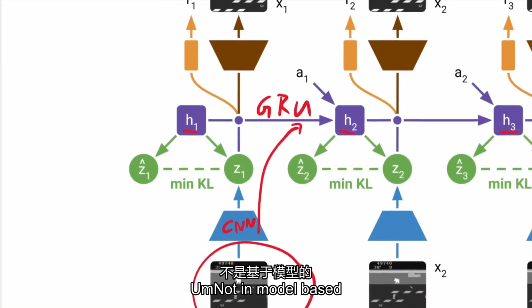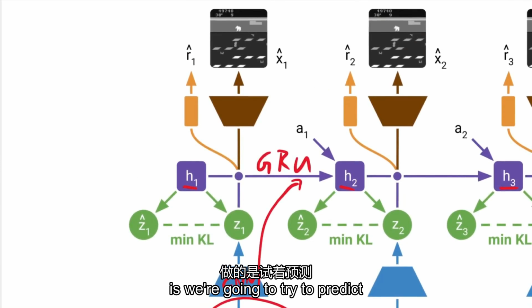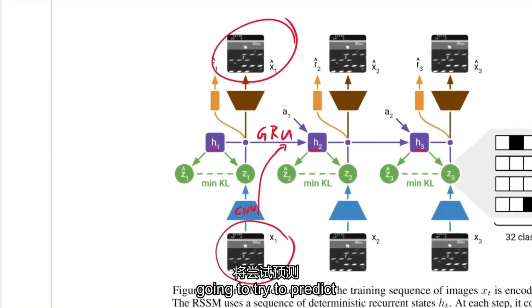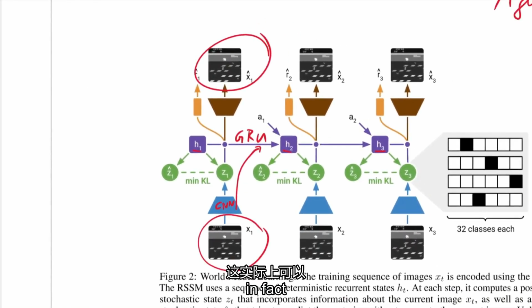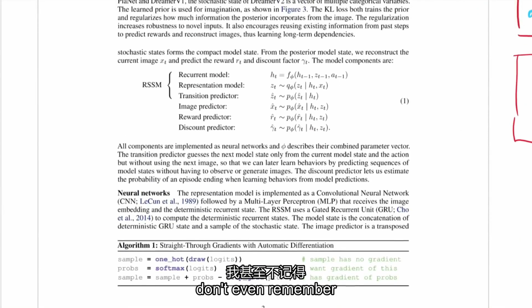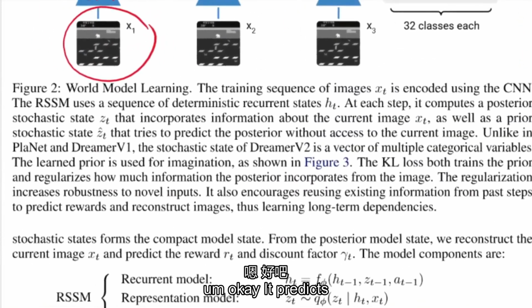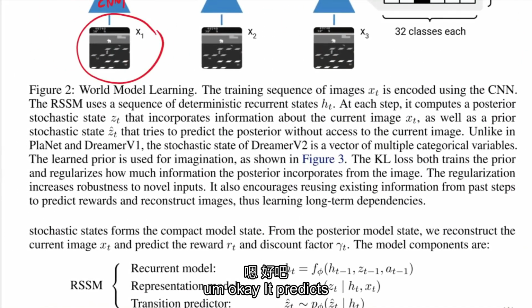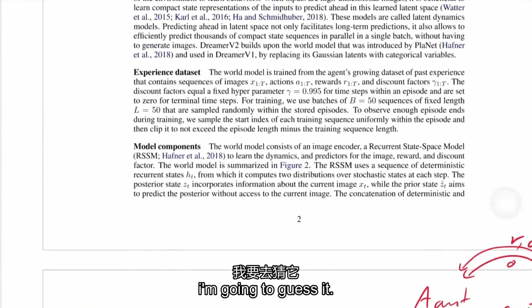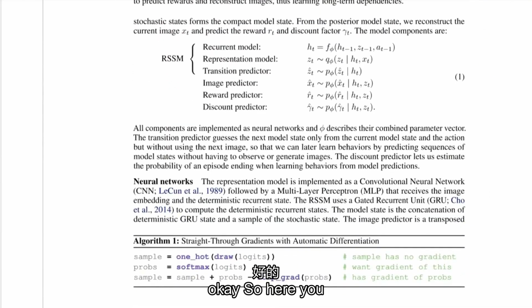Not in model-based. We're trying to learn a model. So what we're going to do is we're going to try to predict the image. Now this can be, in fact, the next image, or it can be the same image. And I don't even remember which one it is. So I'm going to guess it reconstructs the same image, okay?